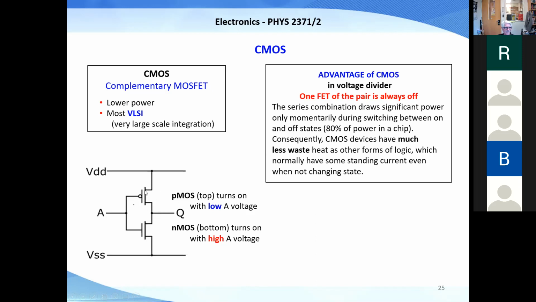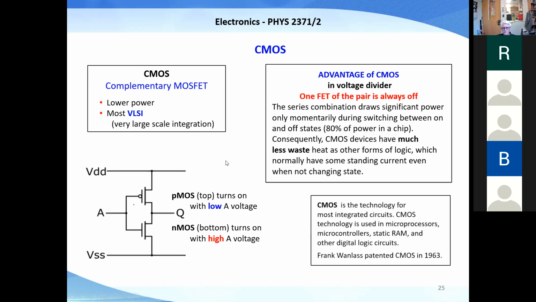Brilliant, huh? Voltage divider again and again and again. Most all electronics are voltage dividers. Patented in 1963. Used in microprocessors, microcontrollers, random access memory, other digital logic.